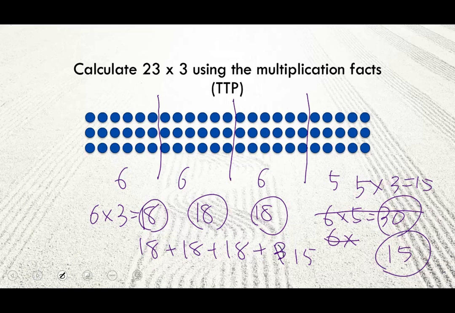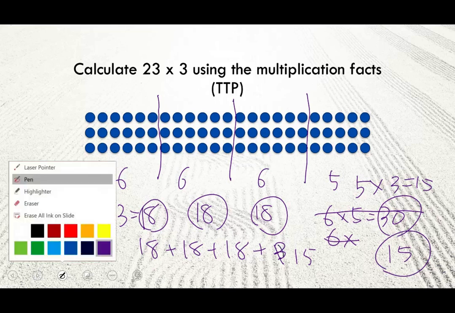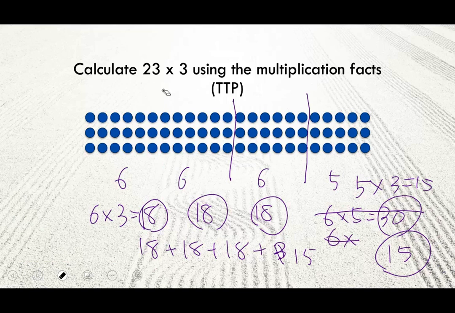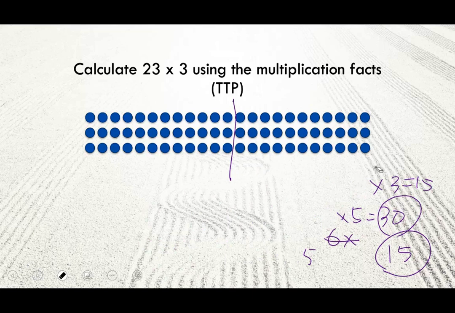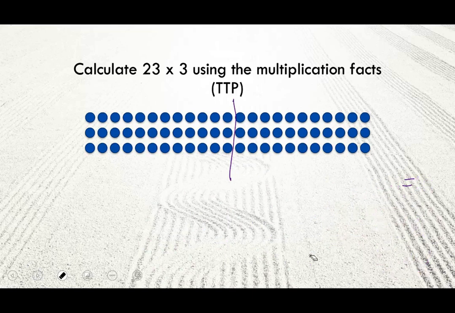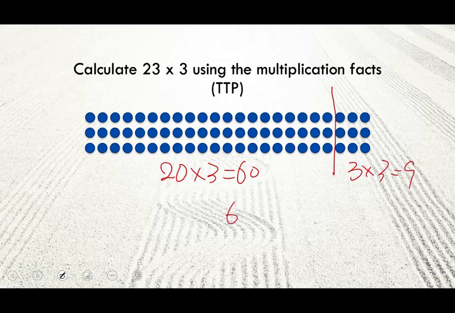So you could do this. However, some students may say, oh, if you chop into small pieces, it's going to be a lot of work. I want to cut this one into 20 and 3. So 20 times 3 is 2 times 3 tens, which is 60. Easy. And then this is 3 times 3, 9. So 60 plus 9 is 69, which is much easier.